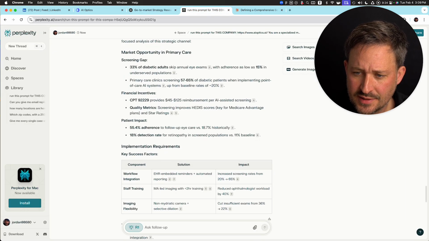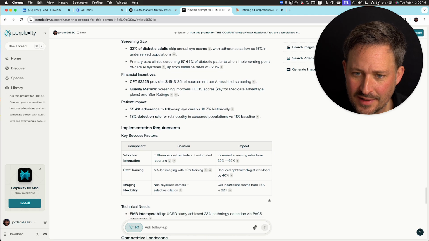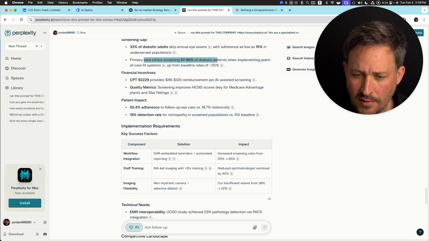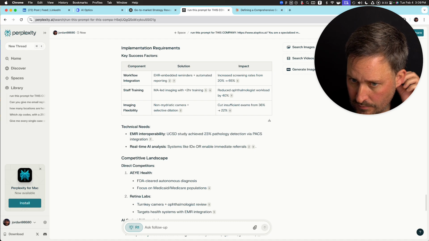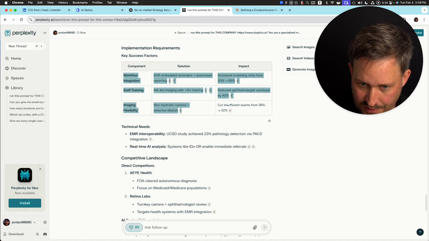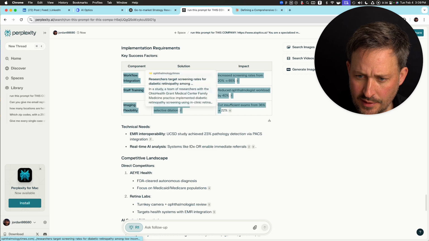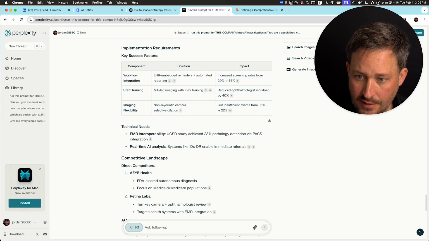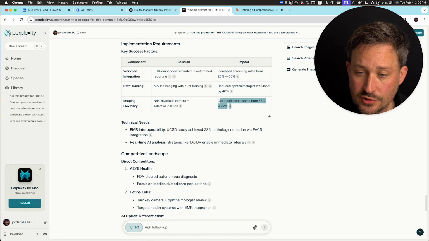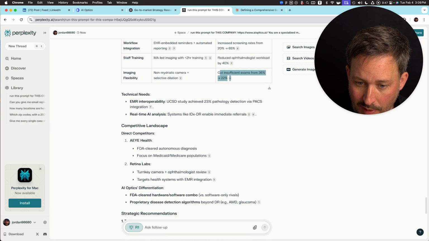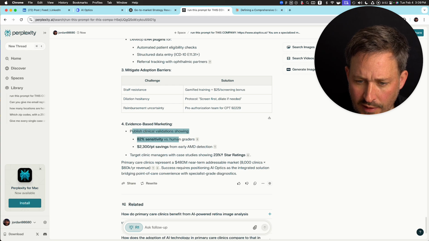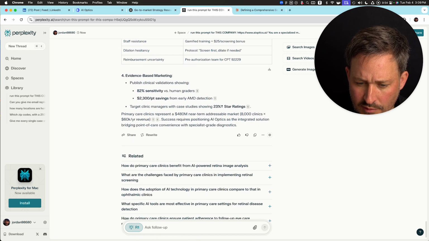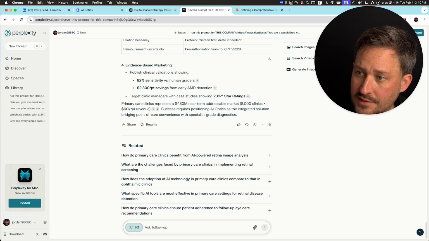Skip annual eye exams. Okay, great. So this is really interesting. Image flexibility, increased screening rates, reduced workload, inefficient exams. Okay, great. So this is really helpful. We actually have some pain-based things that we can identify. So clinical validations. Wow, amazing. All right, let's keep talking.